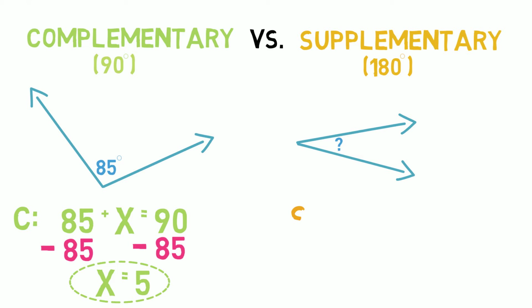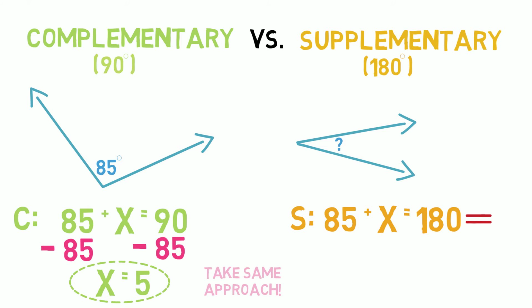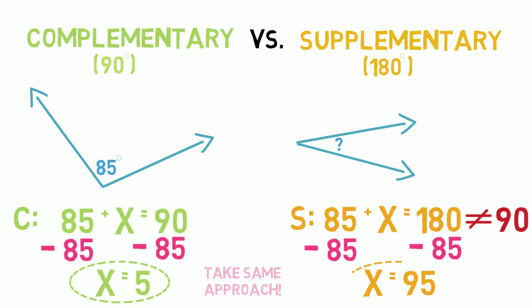But what if I wanted to make a supplementary angle with 85 instead of a complementary? Well, we would take the same approach, except now 85 and this random number will equal 180, not 90. Let's subtract 85 from both sides, and we are left with x equals 180 minus 85, which means our angle has to equal 95 degrees in order to be a supplementary angle with 85.